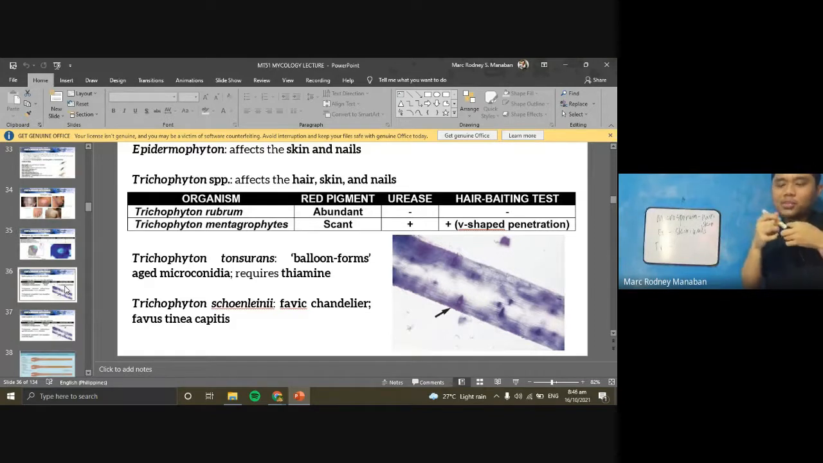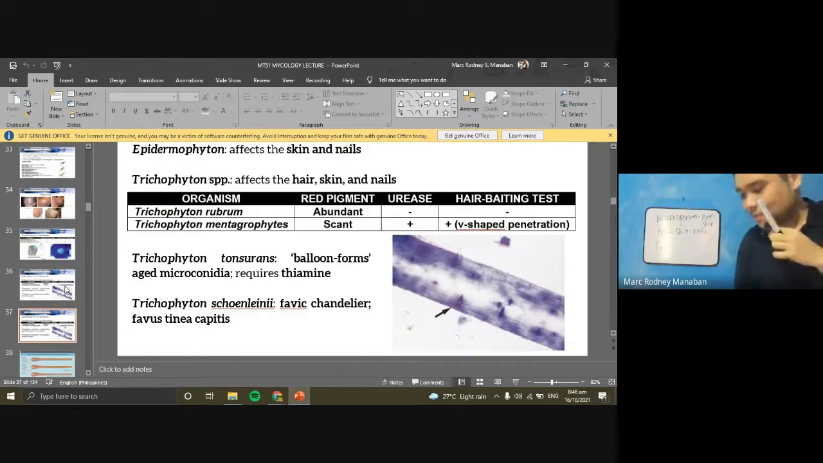Kaya may mga question na, which of the following affects only the hair? Which of the following affects both hair and skin? So, please, mga mnemonics na ito. Basta easy na lang, Trichophyton, nasa pangalan na, no? Tulo, hair, skin, and nails. Alright, that's for the species of your dermatophytes. Okay, very important na mga dermatophytes.